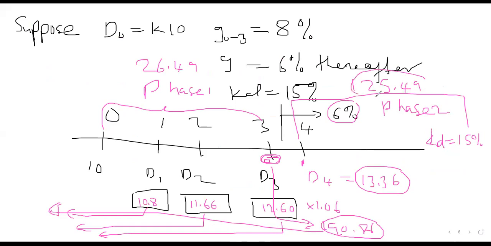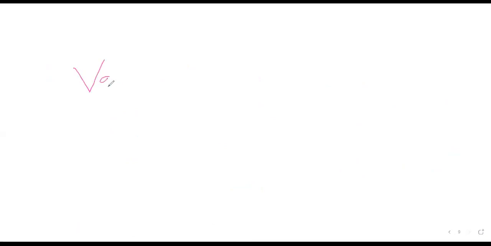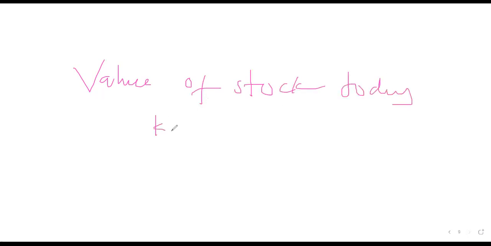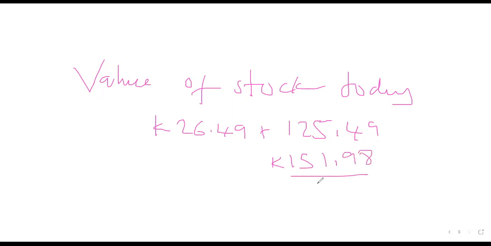So what does this mean? The sum total of the value of stock will be the phase 1 value of stock and phase 2 value of stock. So value of stock today, 26.49 plus 125.49. So the final answer we get is 151.98. So this is the value of stock today.